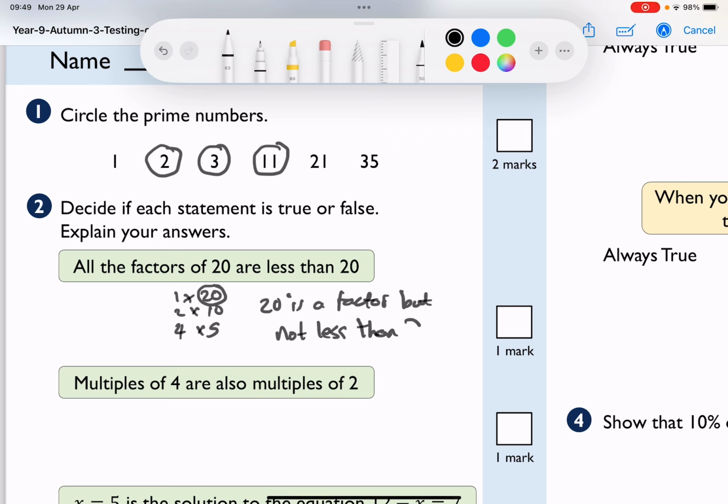And that is the case with every number. All factors are a factor of themselves, so there's always going to be one that isn't less than it, it's equal to.